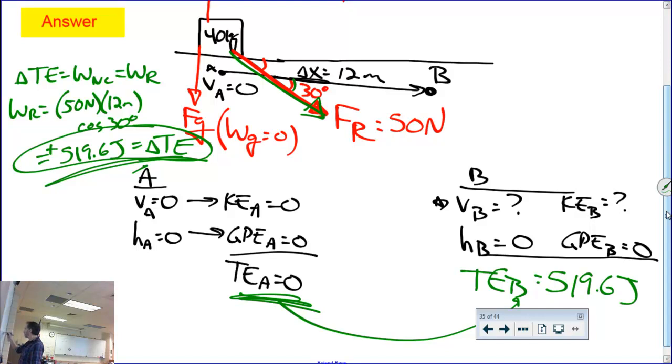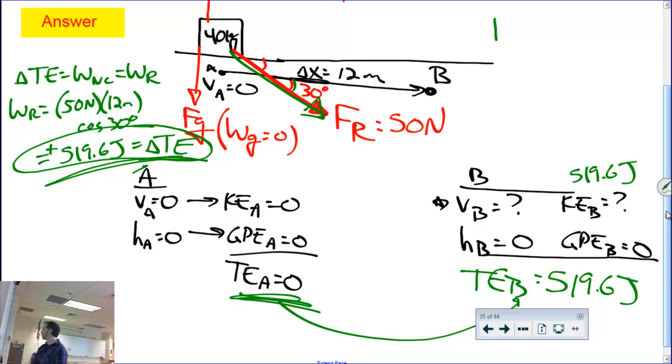Oh, and since the GPE is 0, that means the KE has to be 519.6 joules. Now I can find the velocity. Okay, so this is huge. I just did a whole bunch there. You might need to go back and watch that again if I lost you there, because this is super, super important what I did there.